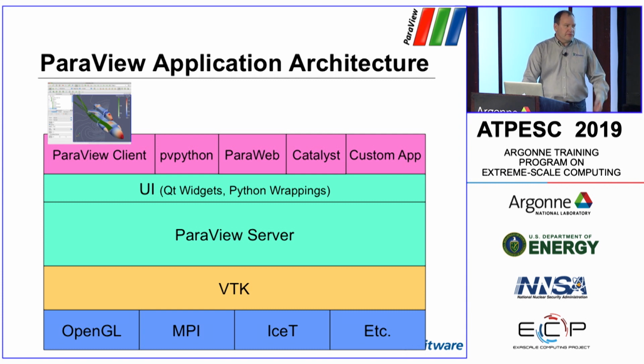And out of that, we've structured the CMake build system so that you can rebrand ParaView and use it and build different applications out of it.